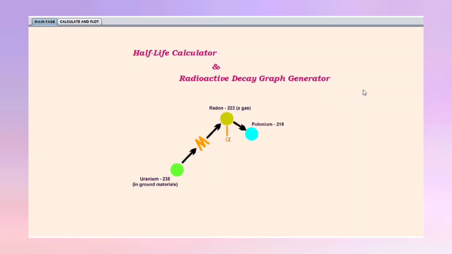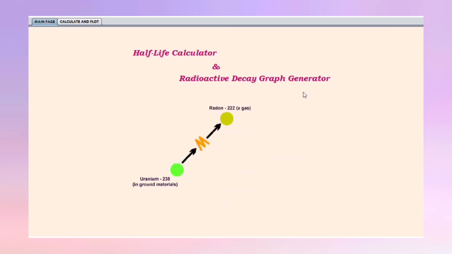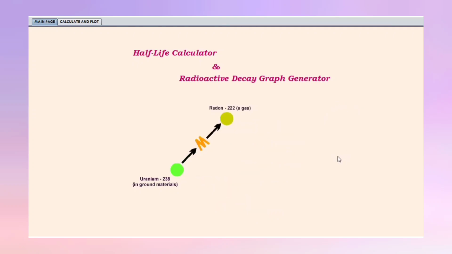I am Nashrah binti Shamsul and today I'm going to present about a program that I've built in order to find half-life and to plot a radioactive decay graph. First of all, if any one of you never heard about these two terms before, half-life is actually the amount of time it takes for a given quantity to decrease to half of its initial value.